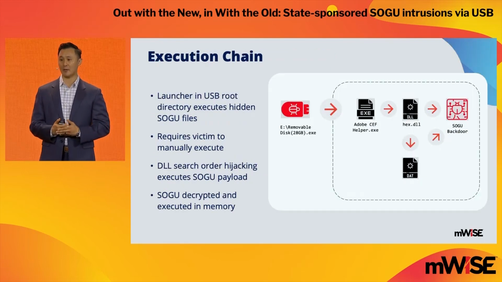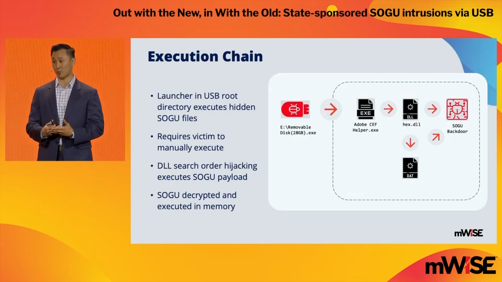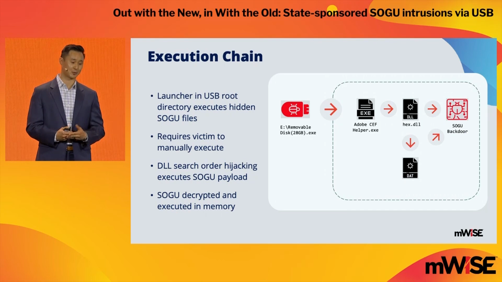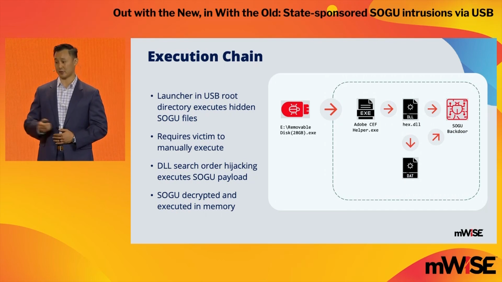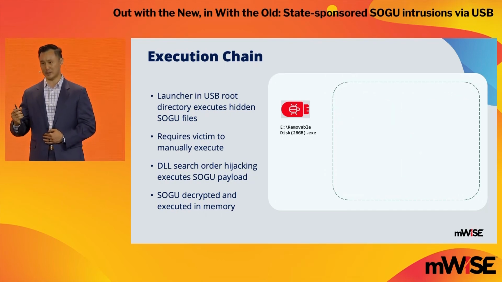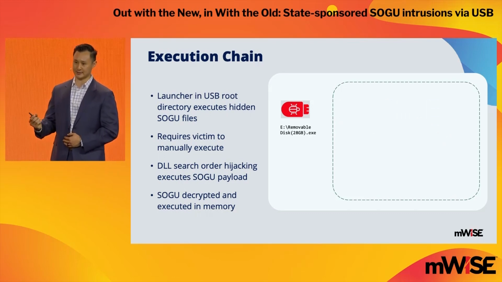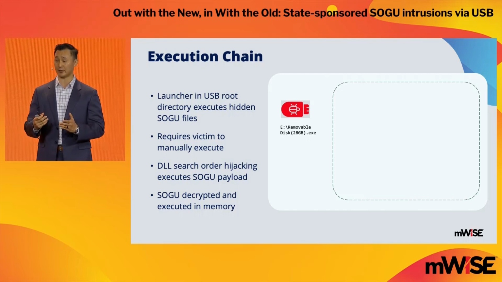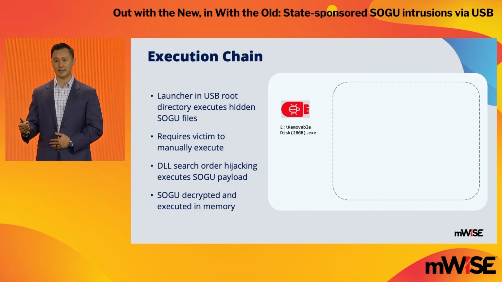So let's go over how this SOGU USB-based malware works. We'll use SOGU WD as our example, and we'll cover the important differences in other variants afterwards. So first, when an infected USB drive is inserted into the victim system, in that root directory, there is a decoy executable launcher. Now, this does not automatically execute. It requires the victim to execute it.